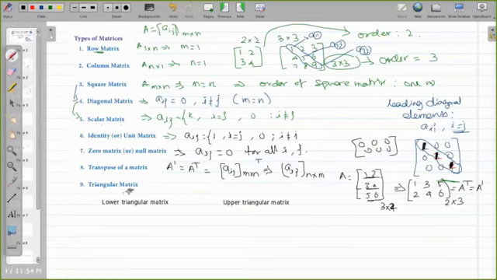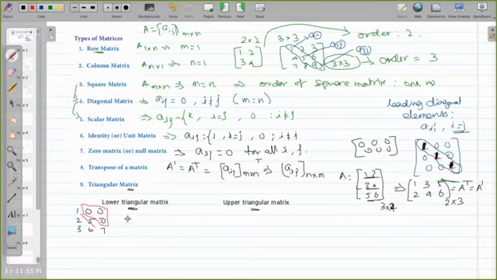Now, triangular matrix. In the triangular matrix, we have two categories. One is lower triangular matrix and the other is upper triangular matrix. Children, if the elements above the leading diagonal are all zero, we can say it is a lower triangular matrix. That means I can say 1, 0, 0, 2, 5, 0, 3, 6, 7. Now, when you look at this, children, this is the leading diagonal. Above this leading diagonal, we can see these elements are 0. This is called a lower triangular matrix.